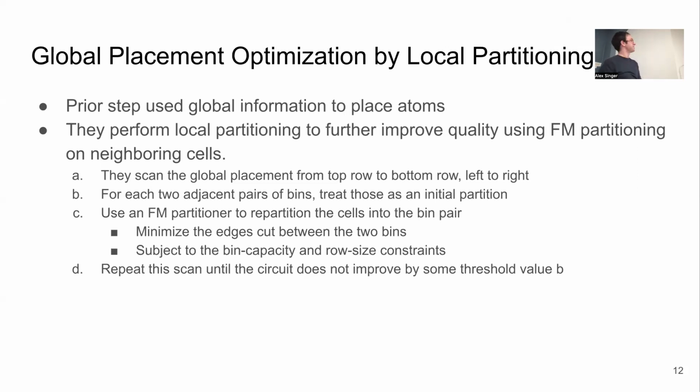I'm a little scared by this because this is the order of the number of bins multiplied by the time complexity of doing FM times the number of iterations. So this is a very slow approach in my opinion, but it must have given them enough gains to make it worth it. So that's just a little bit of a touch-up they do on the global placement.